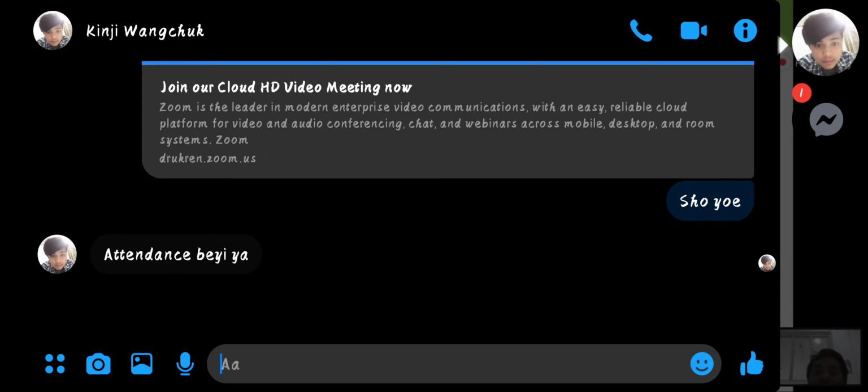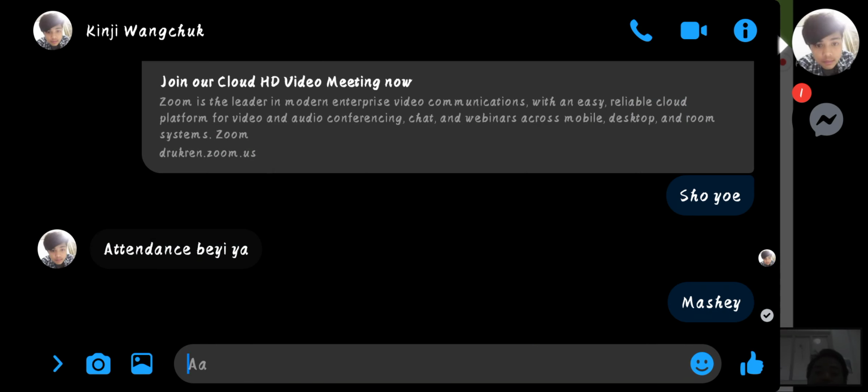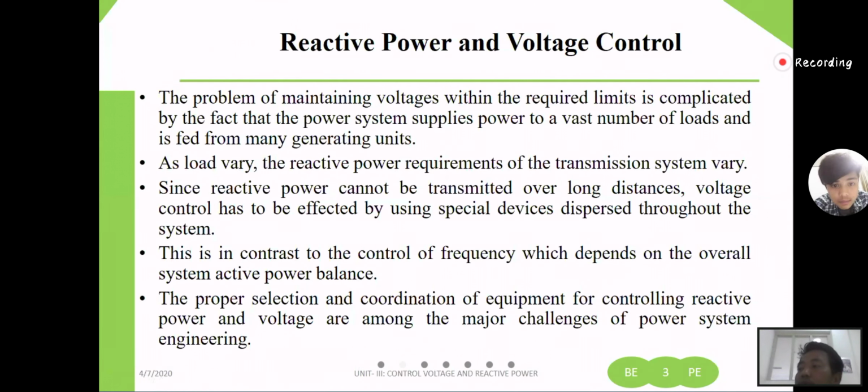Why it is complicated is because our power system supplies a vast number of loads. There are different numbers of loads, and moreover, you know that load is dynamic, it keeps on changing, and it is also fed from different generating units. In Bhutan it is fine that we are fed from hydropower, but in other countries, along with hydropower, you will have thermal power plants and nuclear power plants. This is the most challenging. We are not able to keep the required voltage limit.